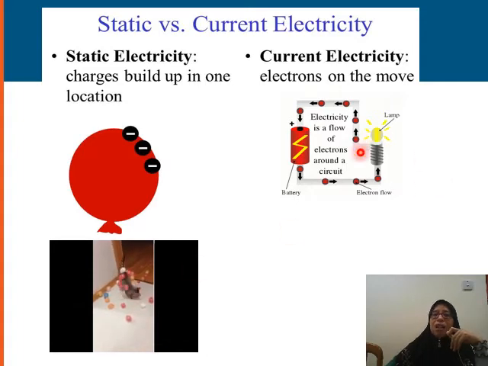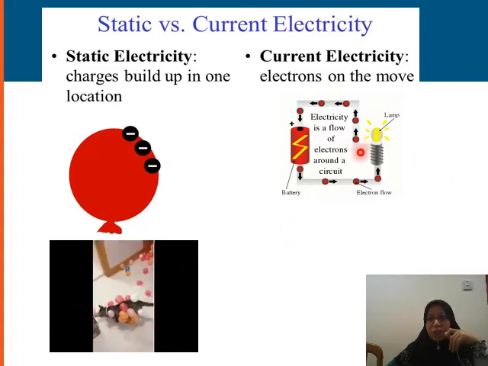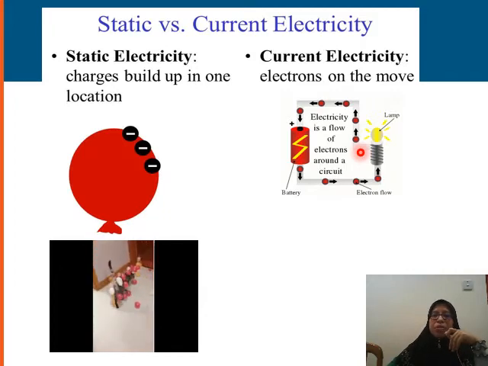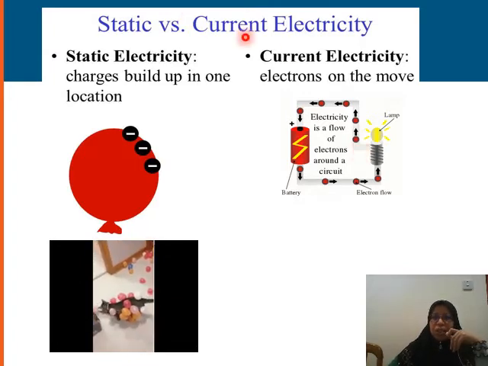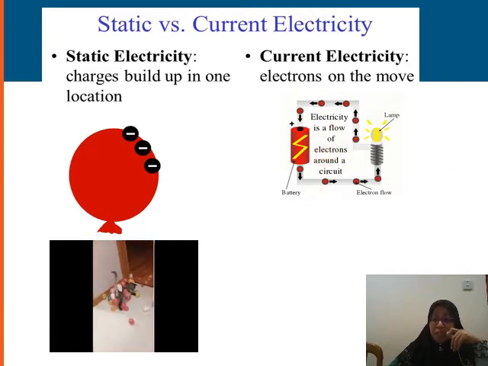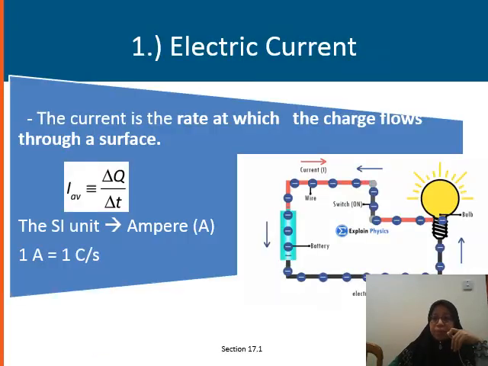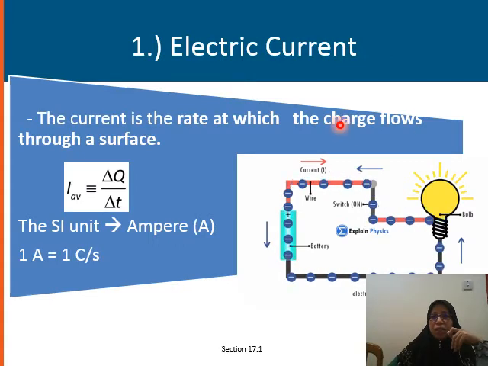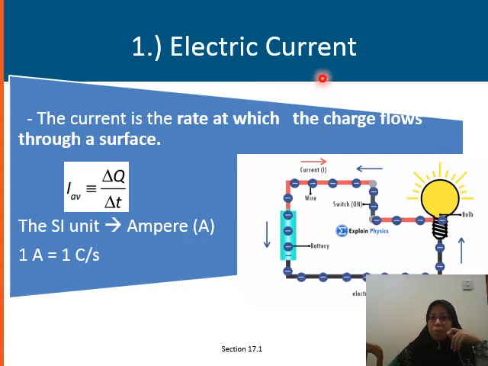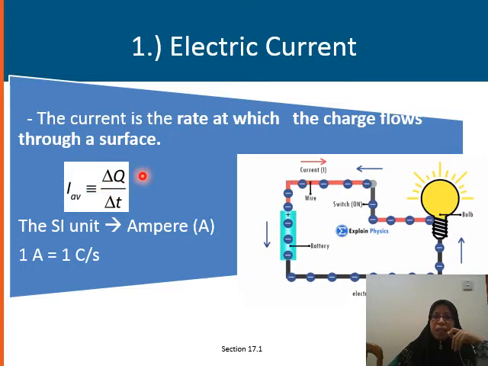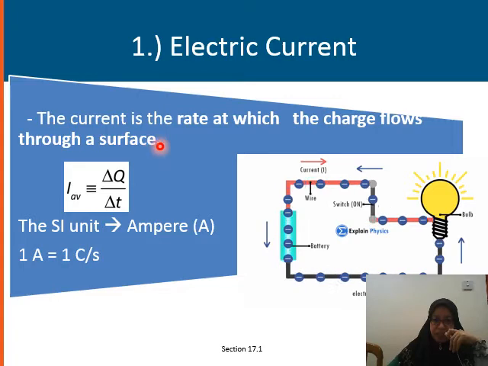However, when we start talking about the current, the difference is that now those charges that are supposed to be static are now in motion. So current is a flow of electrons. Electricity is a flow of electrons. So that's the reason why when we define current, it's actually number of charges over time, or in this case it says rate of charge.